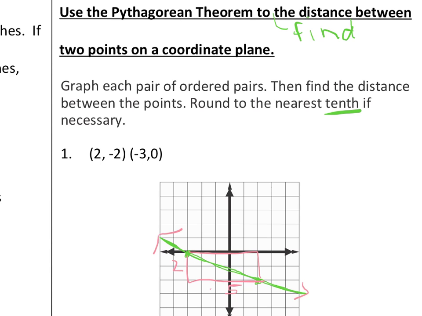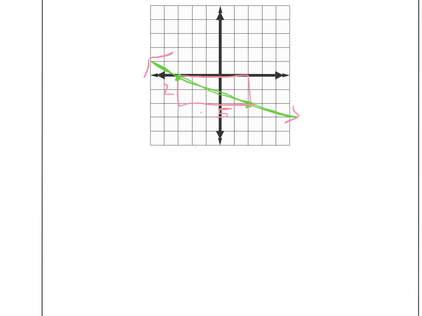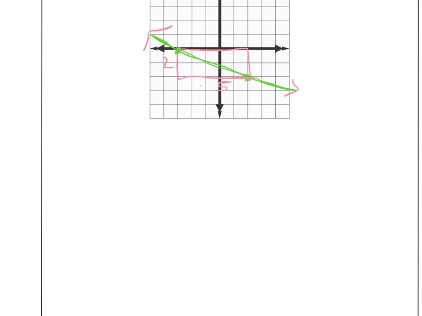Now, a lot of students try to count the number of blocks between the points on the diagonal line, but you can never count diagonally, because remember, the diagonal is longer than any side. So a diagonal is bigger than one block, so you can't count diagonally. But what we can do is use our Pythagorean theorem to find how long that diagonal line is between those 2 points. So let's go ahead and write our Pythagorean theorem. A squared plus b squared equals c squared.